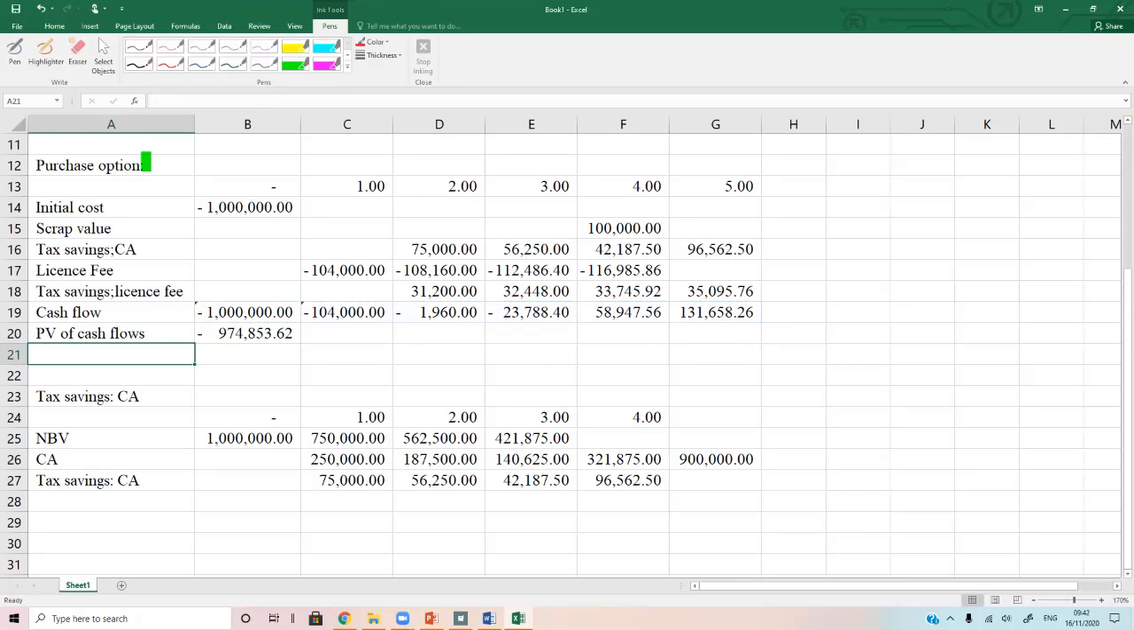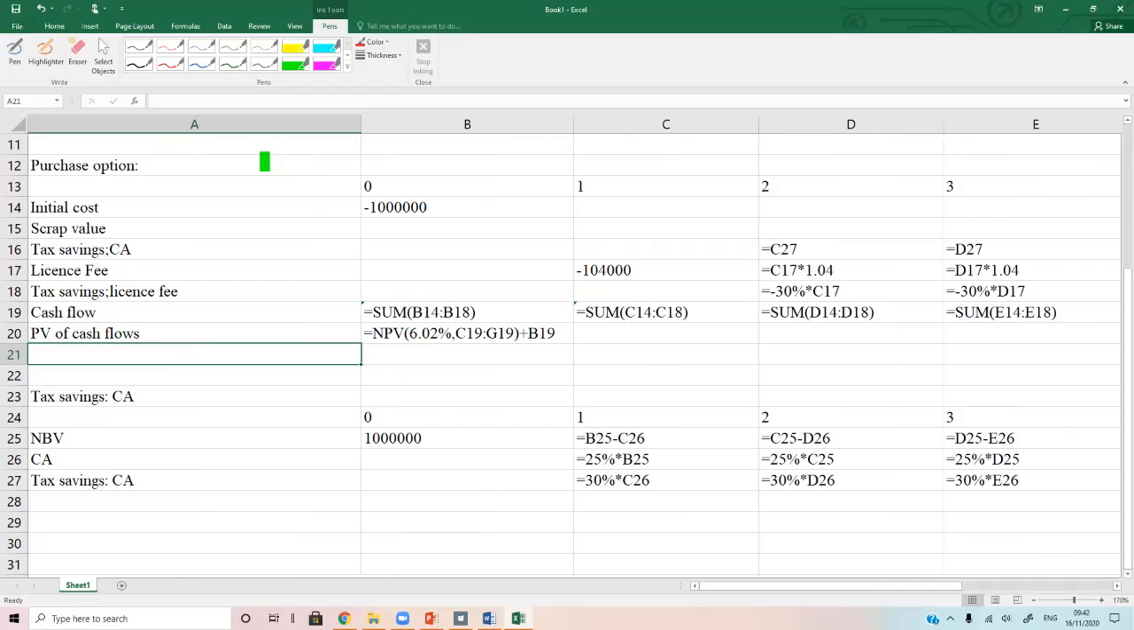Nafisa, is that clear? Yes, sir. Then make a decision. Should we lease or should we buy, Brian? Sorry, can you just show me the formula for the present value? Brian, should we lease or should we buy?